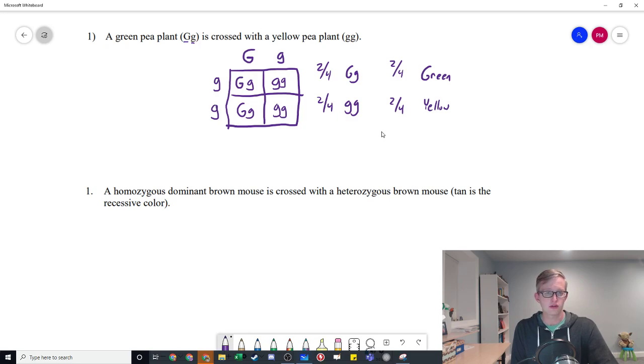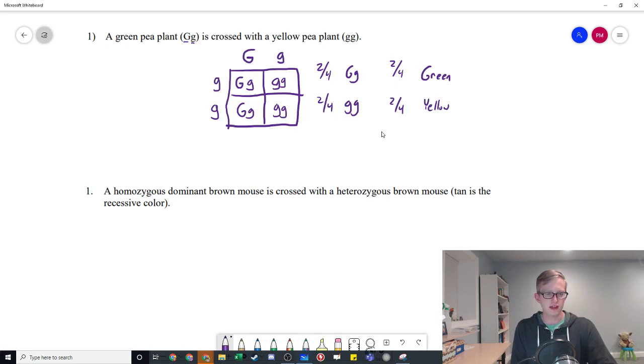And again, just as a quick recap, I'm looking at the genotypes, and I have a 50-50 shot of getting big G, because there's 2 of them, and a 50% chance of getting little g, because there's 2 of them. Then I look at the phenotypes and I say, well, any big G, whether it's big G, big G, or big G, little g, means it's going to be green. And if I have 2 lowercase, then it's going to be yellow. So that's how we approach these types of questions and figure out the probability of the different outcomes.